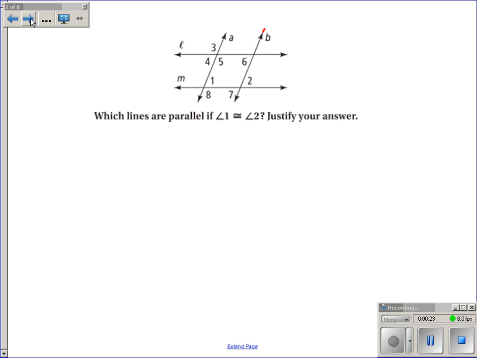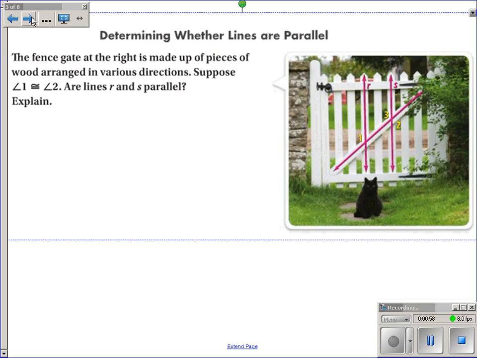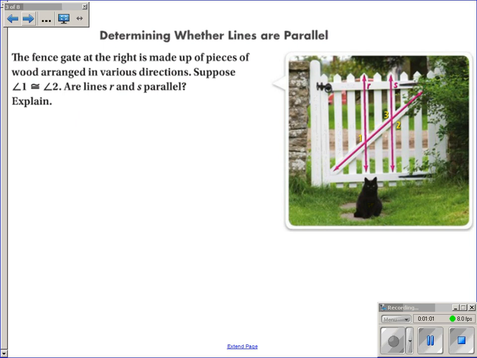So this first example is which lines are parallel if angle 1 is congruent to angle 2? Well, the line that connects 1 and 2 must be the transversal. So here's the transversal, which means that line A and line B must be the two lines that we would then know are parallel. So line A is parallel to line B, and that would be by the converse of the corresponding angles postulate.